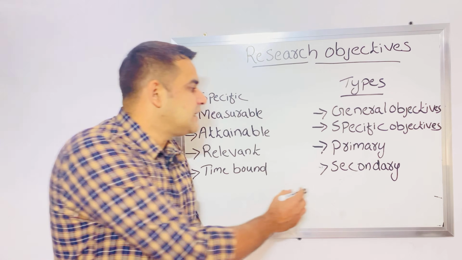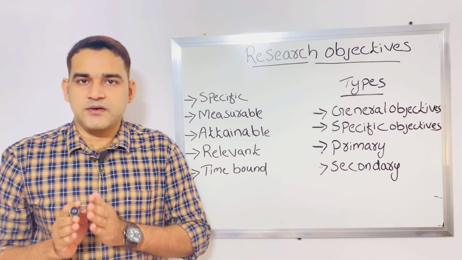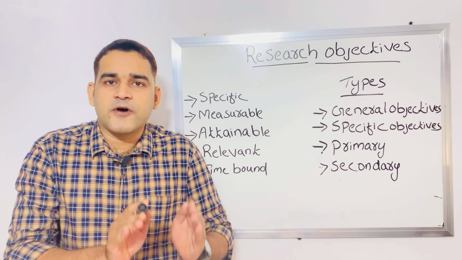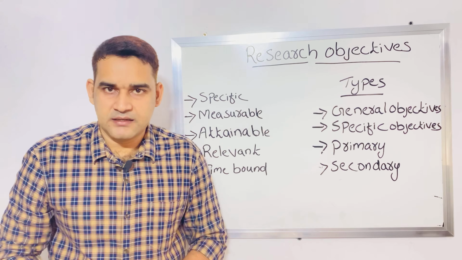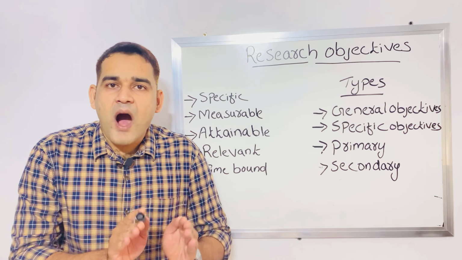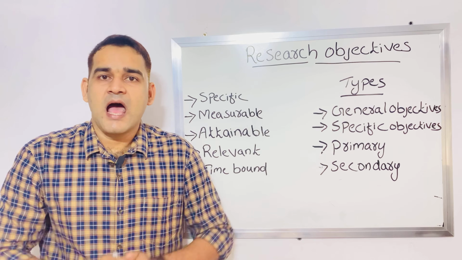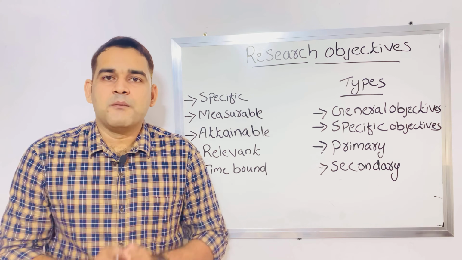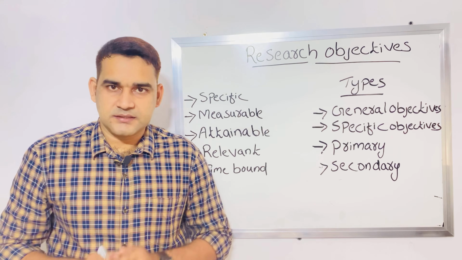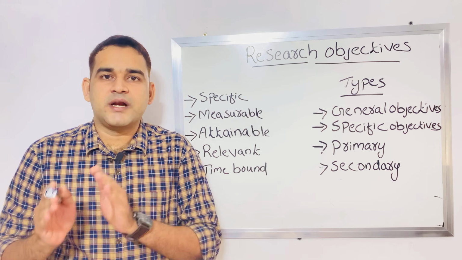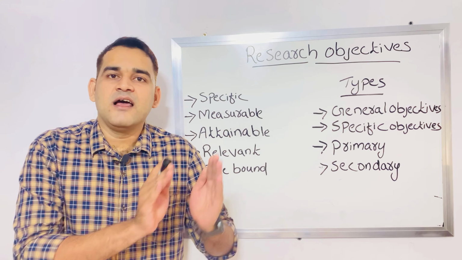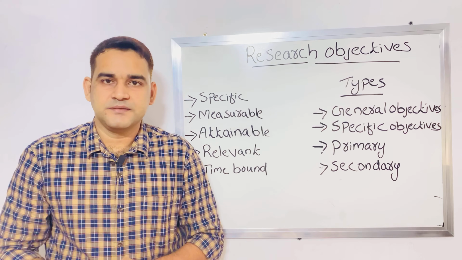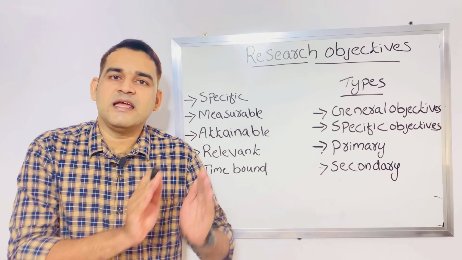So what is a secondary objective? Secondary objective is, other than the primary objective, what additional information can be achieved by the study. I will give you one example. If you are planning to compare two drugs to reduce the LDL cholesterol, you are going to compare the effectiveness of two medicines to reduce the LDL cholesterol.